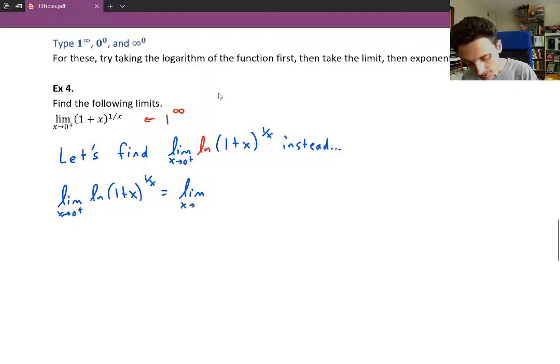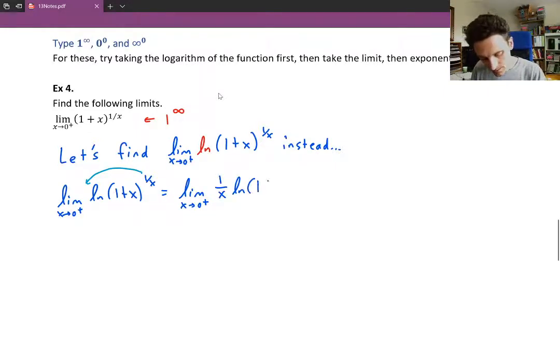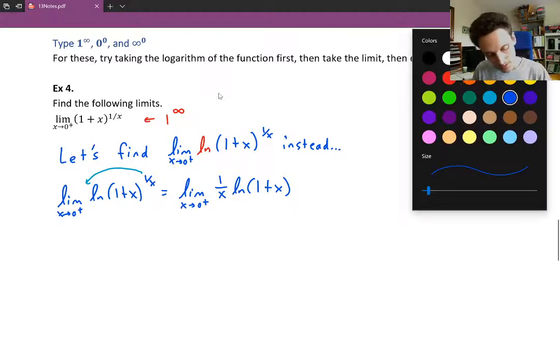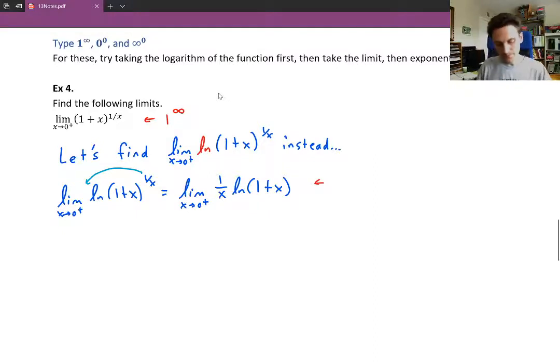Well, the whole reason for using the log is that we can use that log property that brings the exponent down in the front. That's that third log property. So we have 1 over x times ln of 1 plus x. Now we can look at this limit as if it were a brand new limit and think, okay, what type of limit is this? Well, here we have the product of 1 over x and ln of 1 plus x. The 1 over x part, we already did the analysis for that. That's going to infinity.